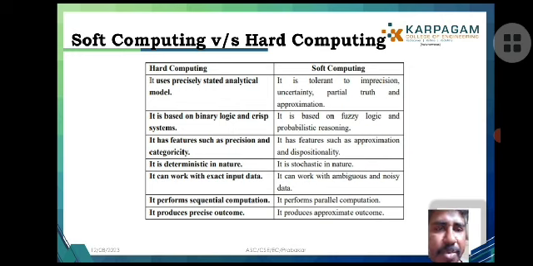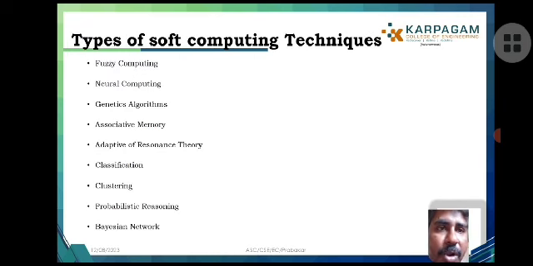Hard computing performs sequential computation and produces a precise outcome, whereas soft computing uses parallel computation. It means it executes in parallel, it has a multi-layer architecture, and its desired output is matched with the targeted data. It produces an approximate outcome. So what are the types of soft computing techniques? Not limited to these, we have listed the topics: fuzzy computing, neural computing, genetic algorithm, associative memory, adaptive resonance theory, classification, clustering, probabilistic reasoning, and Bayesian network.